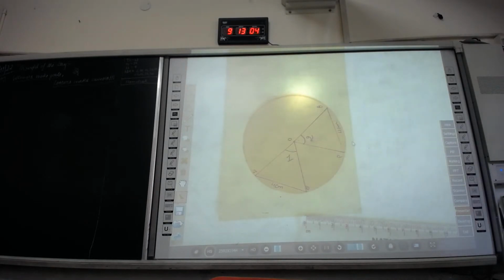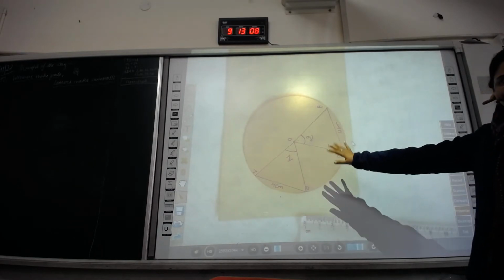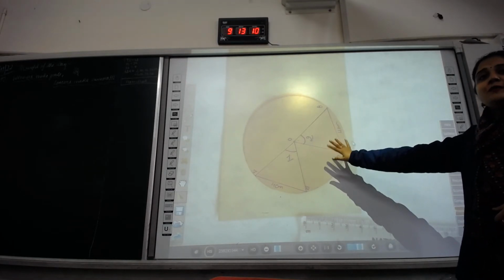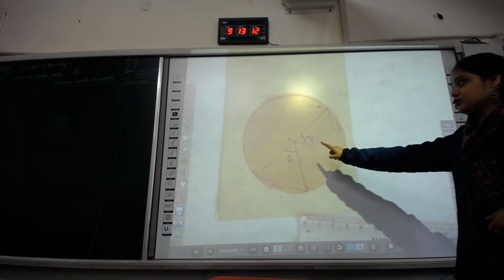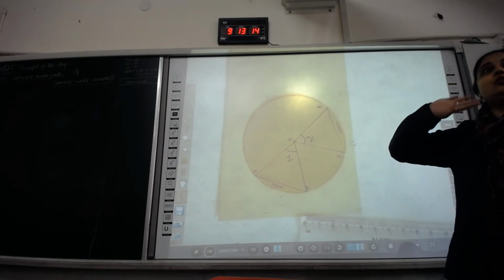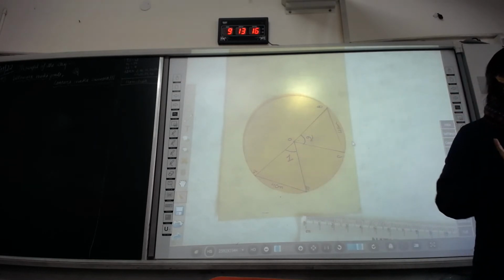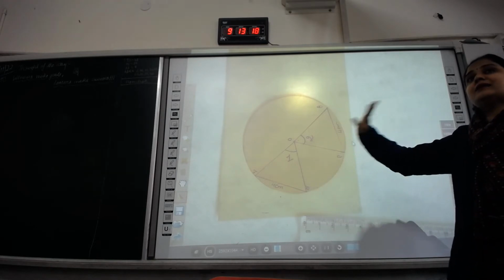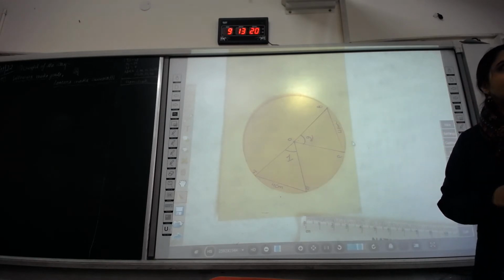Okay? So by the time you are doing it, I just want to tell you what my objective is over there. I want to show that this angle 1 and this angle 2 are of the same measurement. That means these two angles are equal. I want to show that.